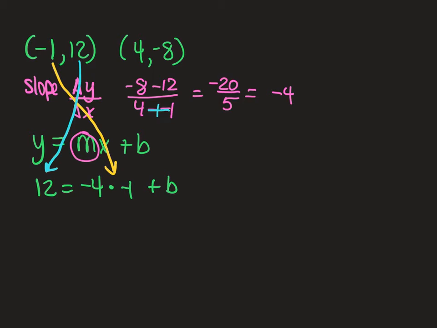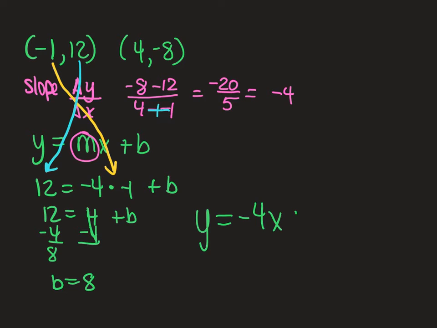I now know 3. I knew 1, 2, but I had to do some work to find 3. 12 equals positive 4 plus b, minus 4 on each side. Cross out, what's my answer? B is 8. Now I know M and I know B. I can write my equation. Y equals negative 4x plus 8. Remember, negative 4 is my coefficient. The plus 8 goes at the back.